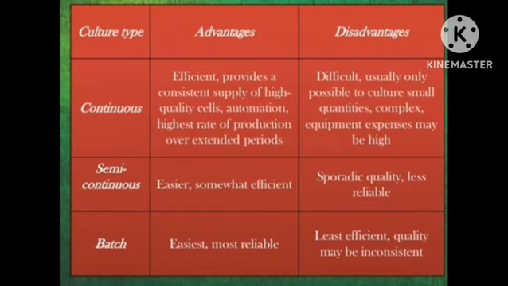Next slides on culture type. What are the advantages and what are the disadvantages? So, to differentiate: continuous culture is best for biotech and pharma industries and labs where consistent quality matters. Next, semi-continuous is best for aquaculture farms and outdoor ponds. And batch is for research labs, teaching, and starting cultures.